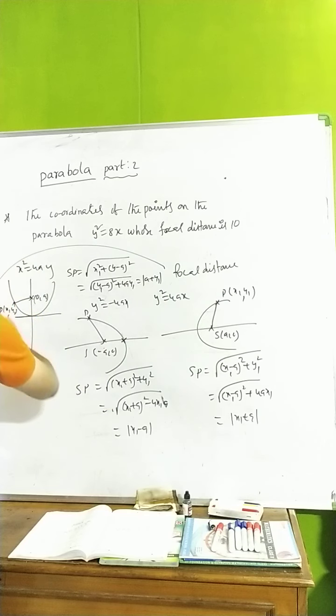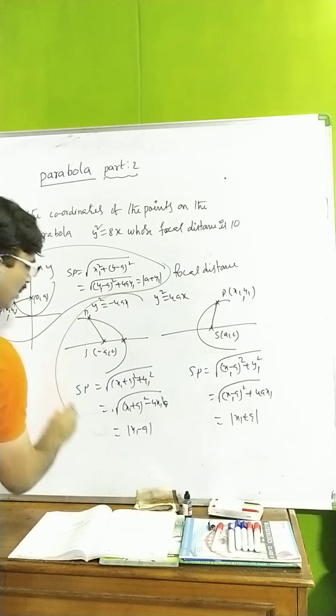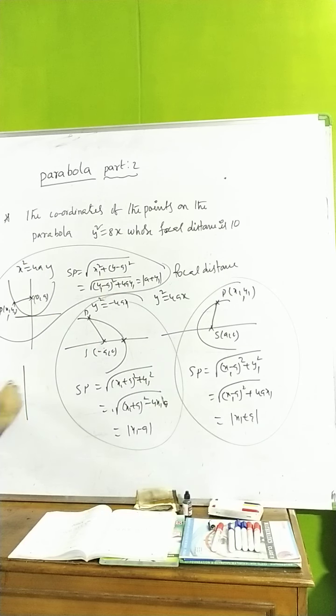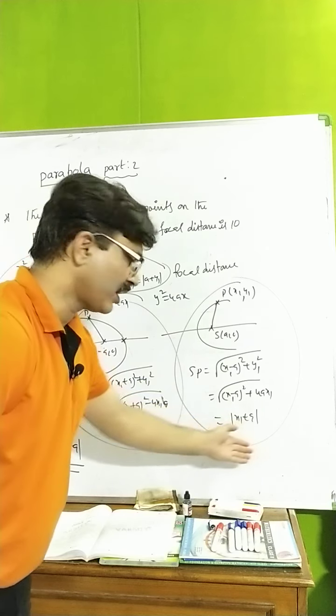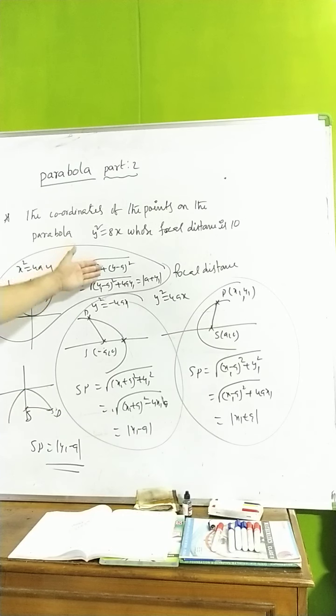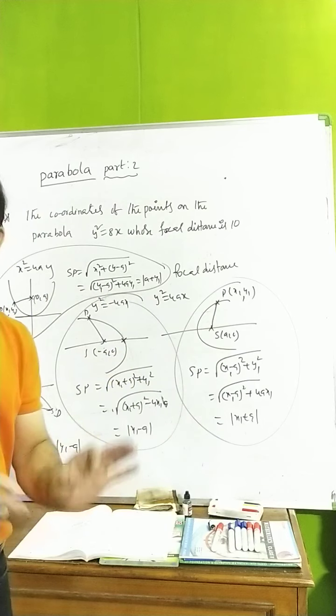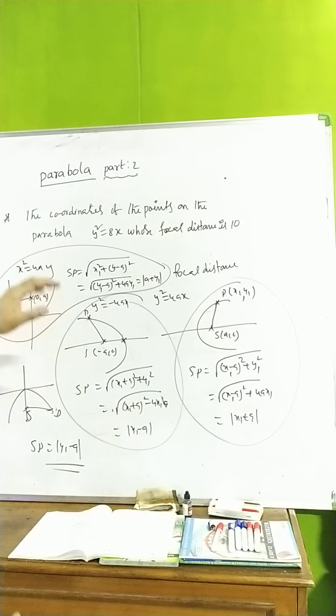This is one case, this is another case. Similarly, you can write for this case also. If it is like this, with S here and P here, then the focal distance SP is y1 minus a. So we have x1 plus a, x1 minus a, y1 plus a and y1 minus a. When you are learning, learn with all four diagrams. I suggest you learn all four diagrams, then only you will get clarity.